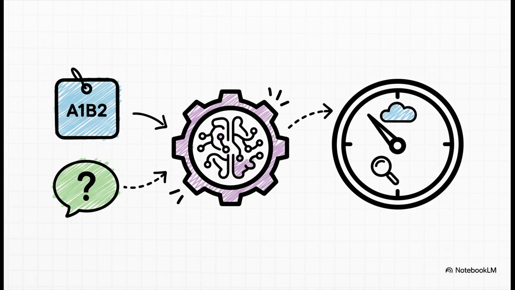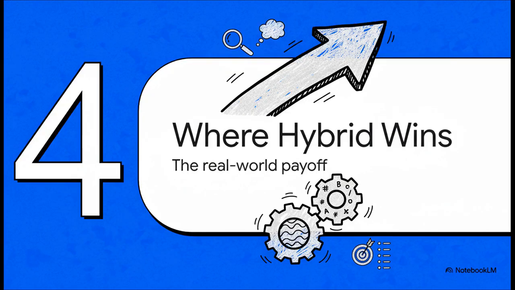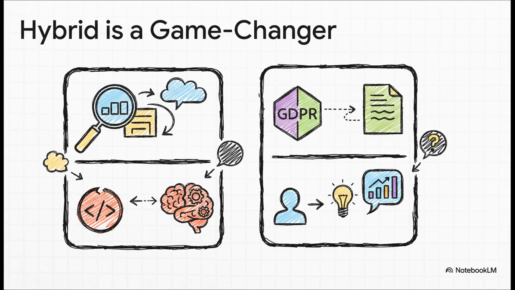It's incredibly powerful. Okay, so we've covered the how. Now for the really important part, the why. Why go through all this trouble? What are the real-world situations where hybrid search doesn't just improve things a little, but is an absolute game changer for your RAG app? This is where it all clicks into place.